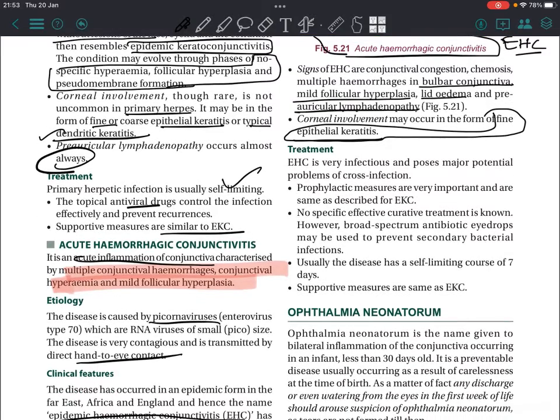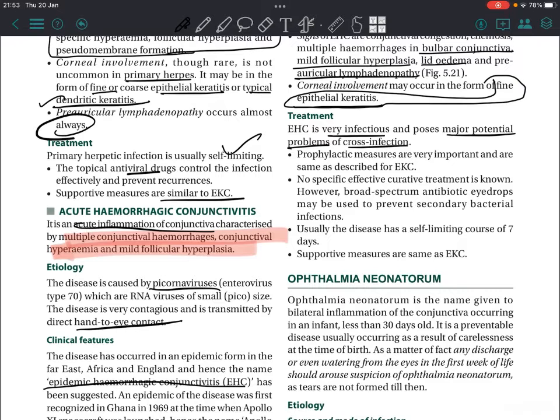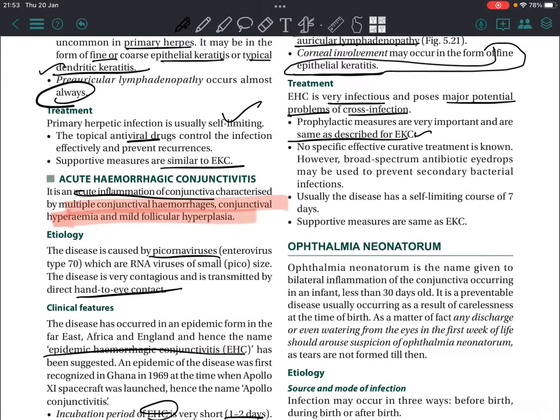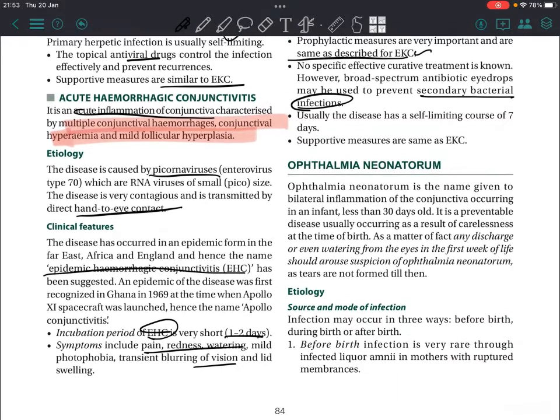Treatment: EHC is very infectious, poses major potential problems of cross infection. Prophylactic measures are very important and are same as EKC. No specific effective curative treatment is known. However, broad spectrum antibiotic eye drops may be used to prevent secondary bacterial infection. Usually, disease has self-limiting course of 7 days.